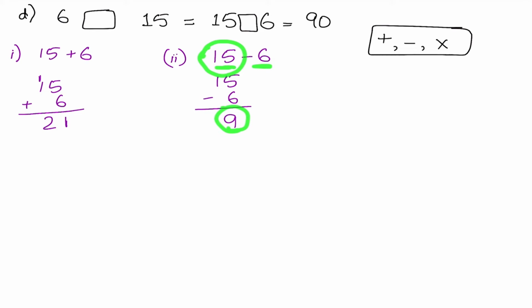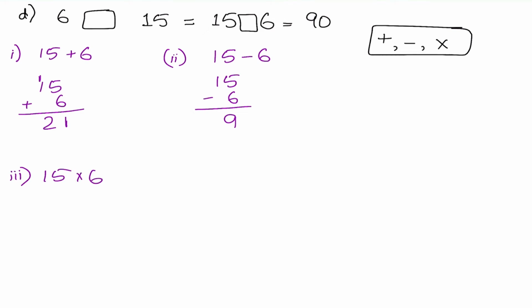Okay? Always remember that. You can also tell by looking at this problem that if you subtract 15 and 6, the result of subtraction of these two numbers will be less than 15. You cannot perform subtraction to obtain 90. Alright, now let's perform multiplication of 15 and 6.